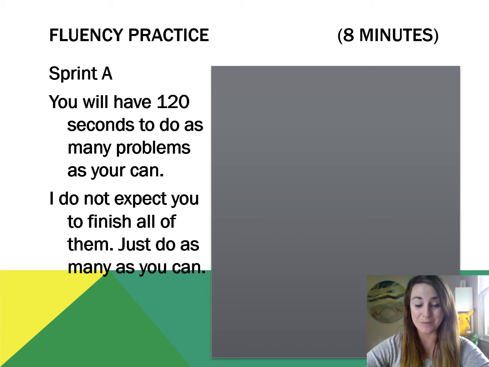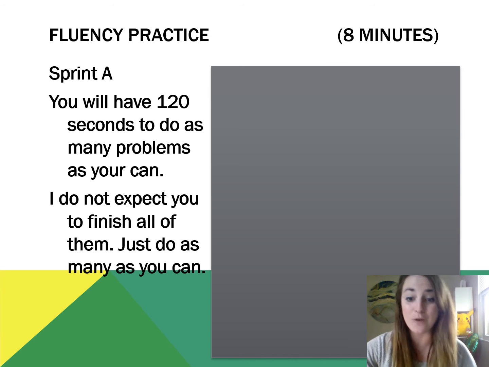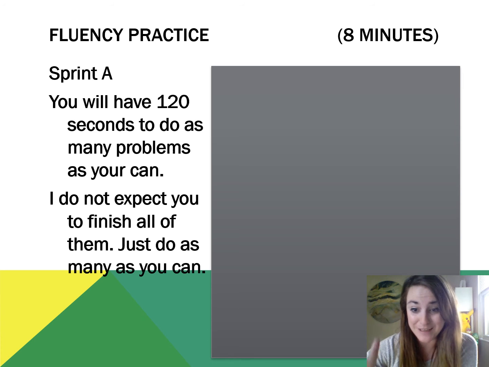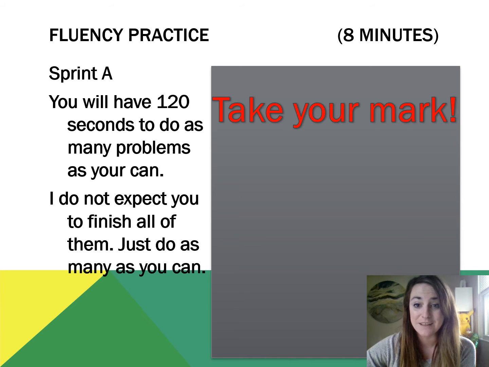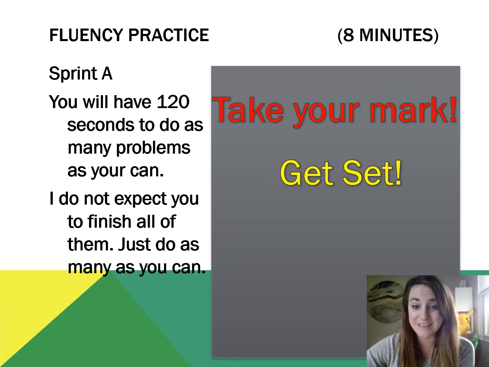First, let's wake our brain with our sprint right away. Start to navigate to your Google Sheets. It will say sprints A and B. You will have 120 seconds, exactly 2 minutes, to do as many problems as you can. I do not expect you to finish all of them, just to do your best. Once you have your sheet open, come back here. Take your mark, get set, and think.